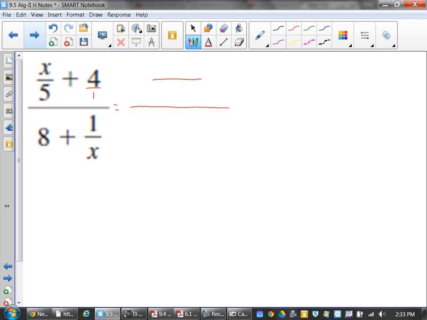Fraction on the left, it has a 5, so what do I put above it? Just write down the x. Fraction on the left needs the 5, right? What's 4 times 5? 20. I have simplified the numerator's fraction. I do the same thing with the denominator fraction.